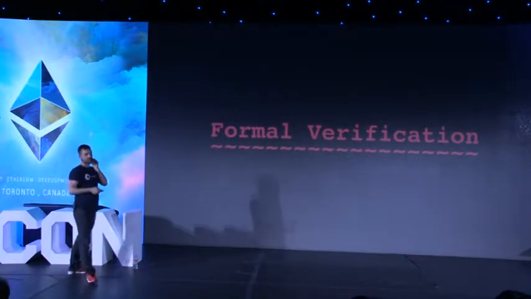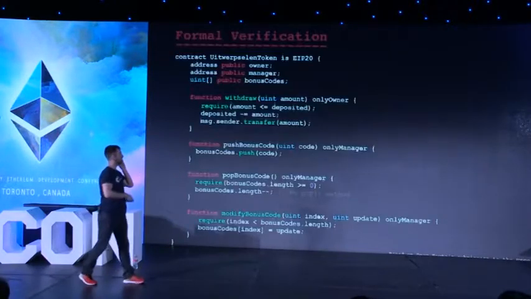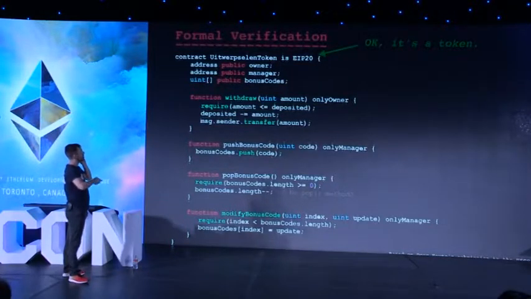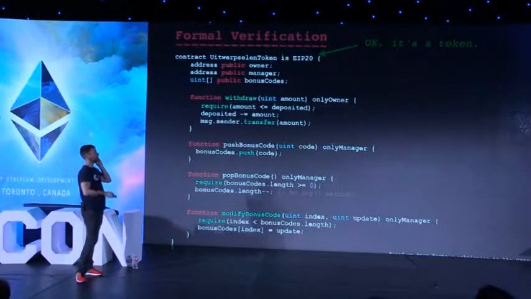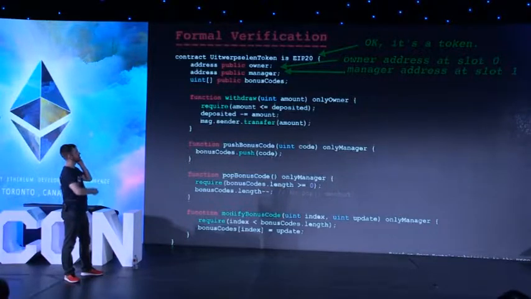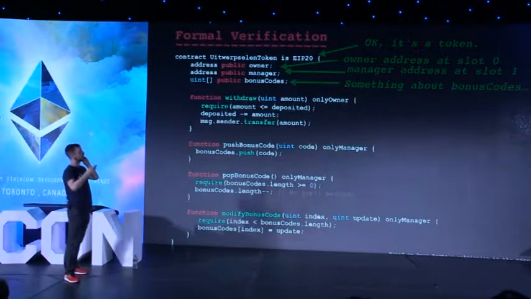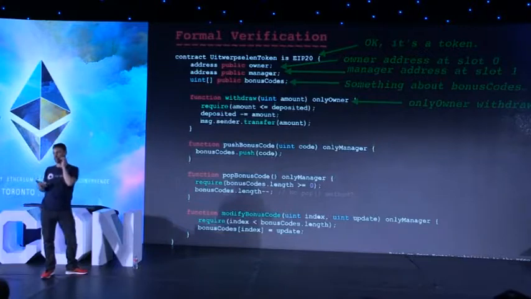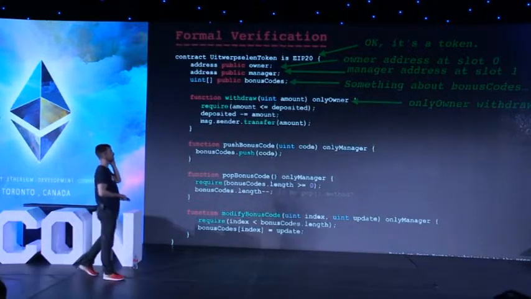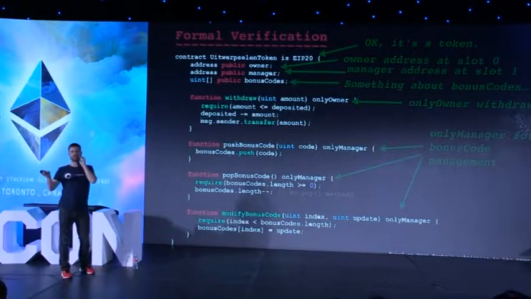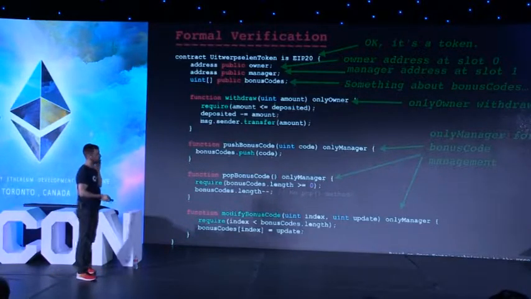So formal verification, this is probably the last thing I'll be able to do, and I'm going to have to churn through it pretty quickly, unfortunately. So I'm going to make this code as clear as I can. It's a token. In slot 0, we have an owner address. In slot 1, we have a manager address. And we have this strange dynamic array called bonus codes. What's up with that? Also important, we have this withdraw function, which only the owner can call, typical Solidity pattern. And then we have these bonus code management functions, which only the manager can call.